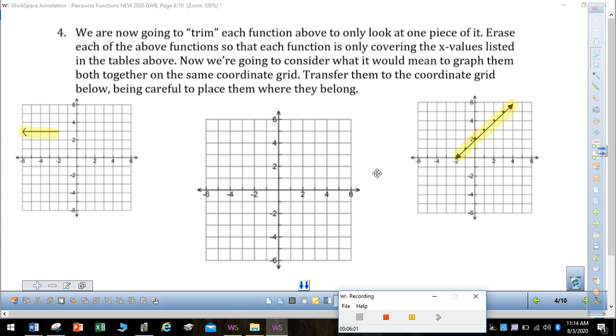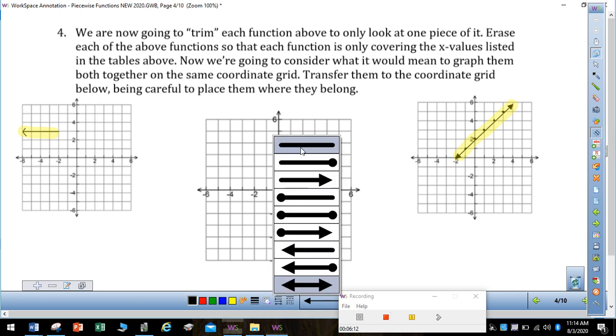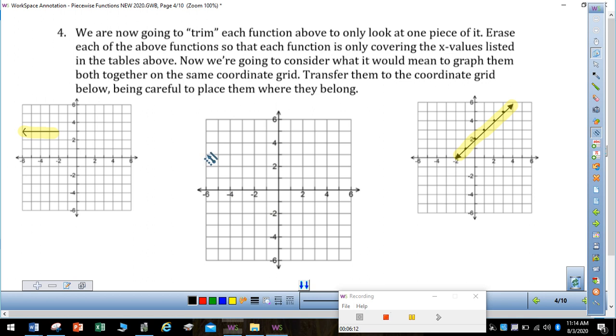So now we're going to consider what it would mean to graph them both together on the same coordinate grid. We're going to transfer those pieces to the coordinate grid below, being careful to place them where they belong. So I just did a little snapshot of the graphs that we just did so that we can look at them all together here. So for this first piece, it's going to be from -6 to -2, and it's going to be at the y value of 3. So the first part is going to look just like that. I'll highlight it again to make it kind of stand out. Notice how that's matching where we have the line graphed in the first picture to the left.